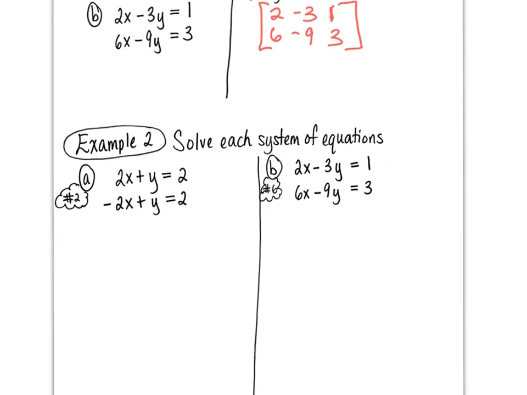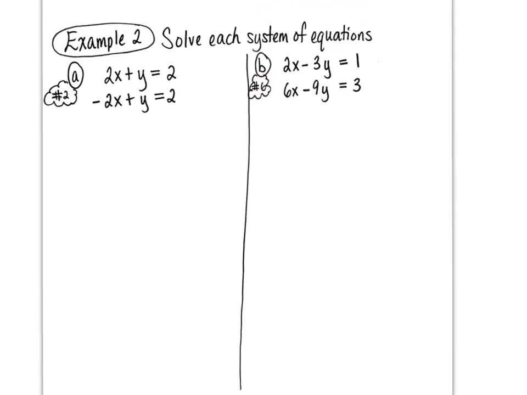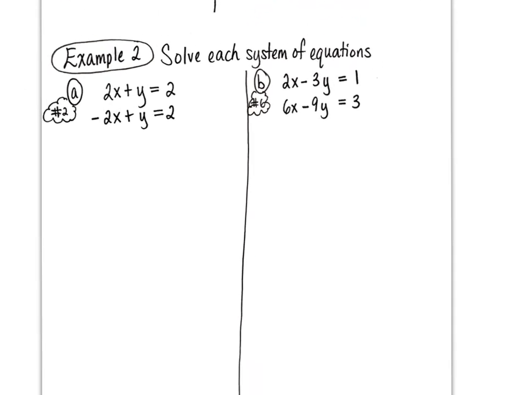Okay, so let's look at example 2. Example 2 says solve each system of equations. Here we have 2x plus y equals 2 and negative 2x plus y equals 2. What can we do?